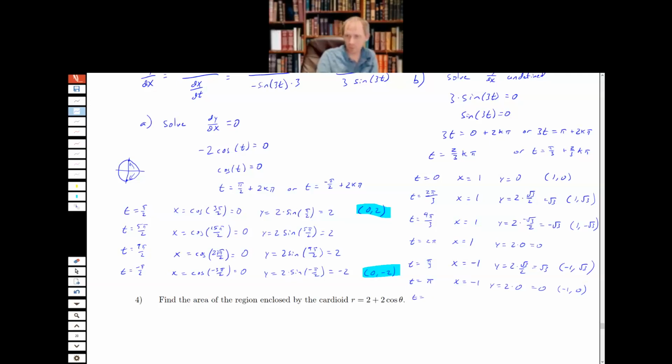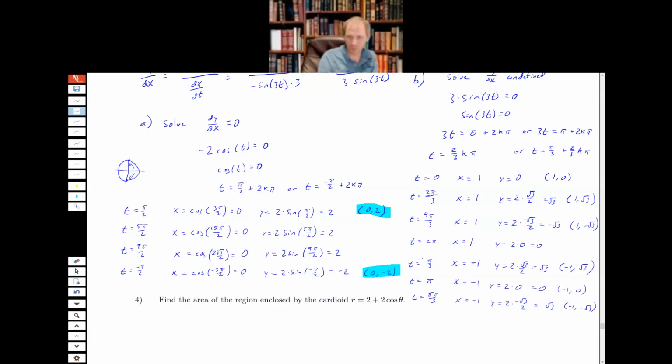When k is 2, we'll have pi over 3 plus 4 pi over 3, which gives us 5 pi over 3. So now I plug in t as 5 pi over 3. When I plug into my x equation, I multiply it by 3, so I'm going to take cosine of 5 pi, which is -1. When I take sine of 5 pi over 3, I get -√3 over 2. So we have -1 comma -√3.